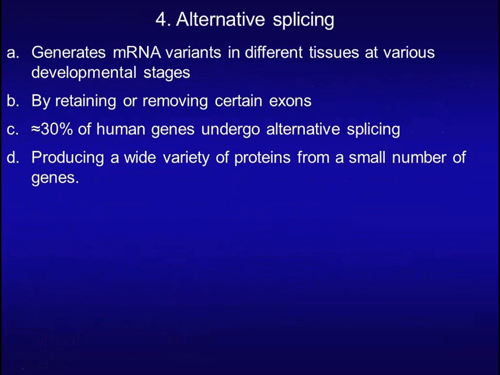For some genes, there's more than one way to splice the primary transcript. Different ways to splice an RNA lead to different RNA products. This is called alternative splicing. The advantage of alternative splicing is to generate a wide variety of proteins from a small number of genes. Here is an example.